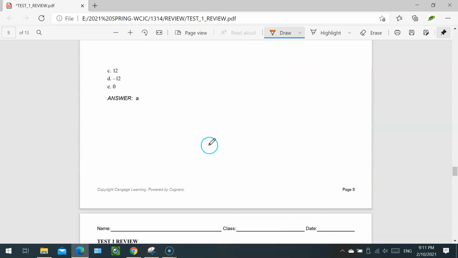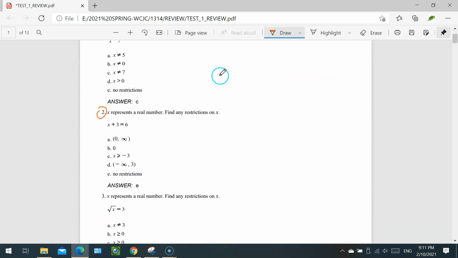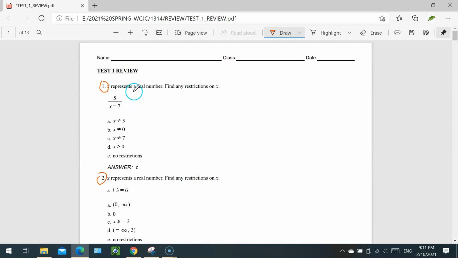Now we have two more. The first two questions. Number 1, x represents a real number. Find any restriction on x. Finding the restriction point, that means most of the time you will have the fraction form. So as long as we don't get a 0 on the bottom, the function will continue. When you have the unknown variable on the bottom, as long as we avoid making the bottom part turn to 0, then the function will continue.